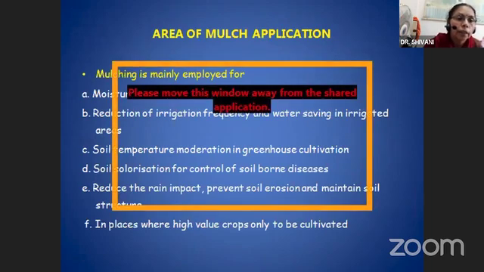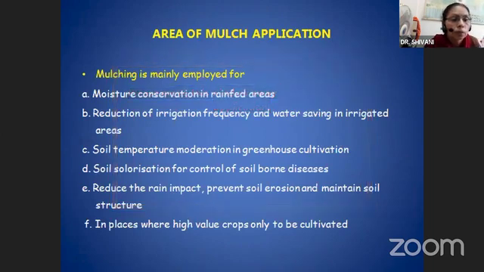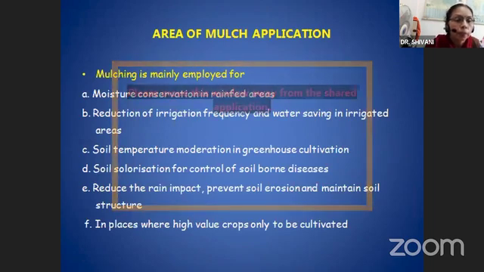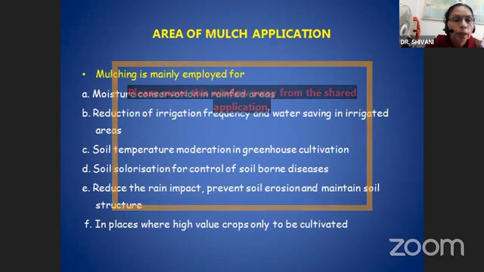Then where can we apply mulch? Mulch is mainly employed for areas which have less water, or eroded areas where there is more soil erosion. Moisture conservation in rain-fed areas can be done by mulching, then reduction of irrigation frequency, and thus we can save water in irrigated areas. Then we can moderate soil temperature in greenhouse cultivation, then soil solarization for controlling soil-borne disease, and reduce the rain impact. It prevents soil erosion and thus maintains soil structure. In places where there are high value crops, we can use mulch.